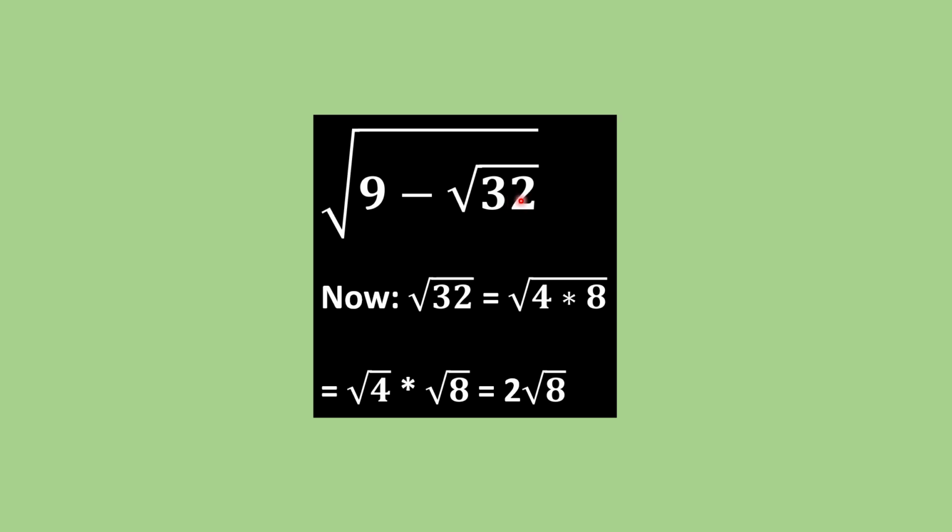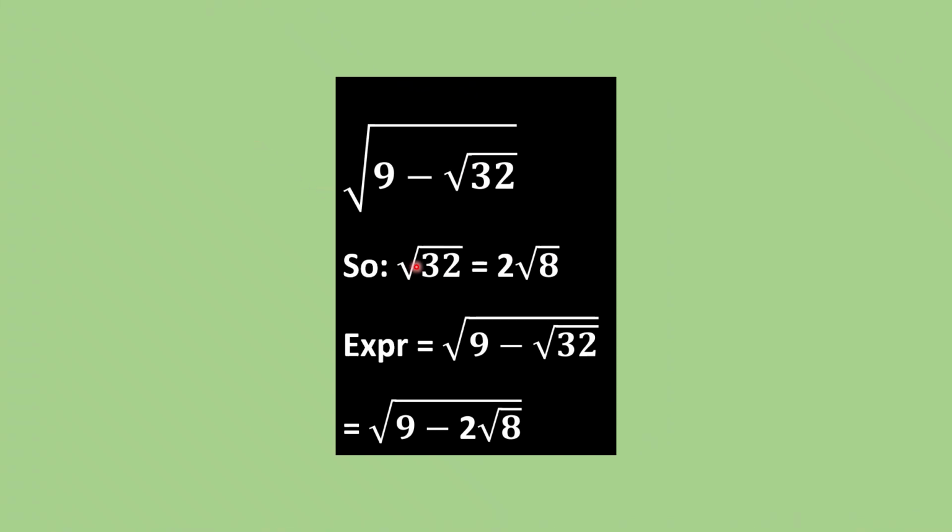Now, the square root of 32 can be written as square root of 4 into 8. Square root of 4 into 8 is square root of 4 into square root of 8. Square root of 4 is 2, so we get 2 root 8. So instead of root 32, we will be writing 2 root 8.